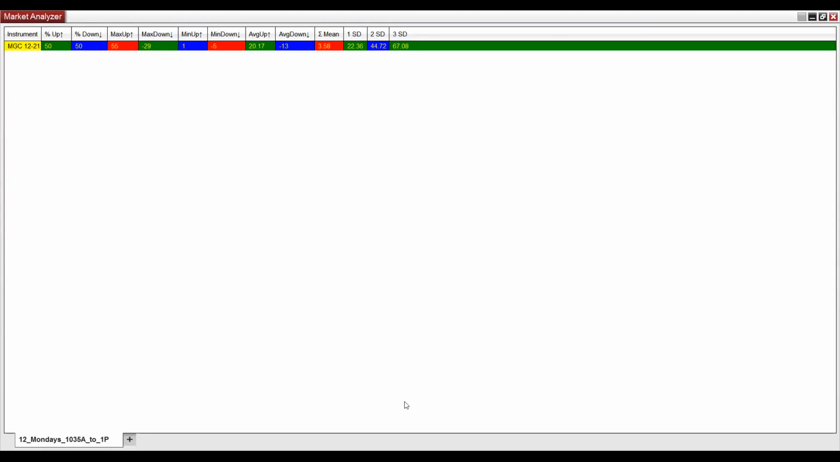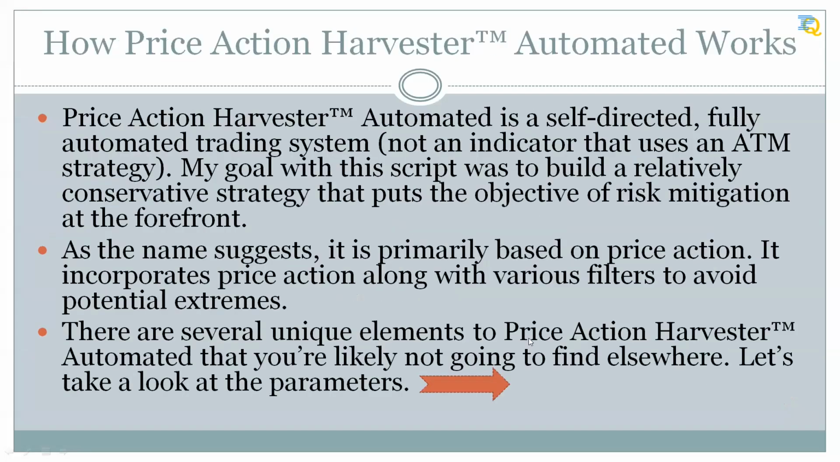Okay. So anyway, let's go back to the actual slides. Okay. So now we just covered Price Action Harvester. The indicator is based on historical data. What's the automated version? How is that the same, or different? Okay. So it is very different.